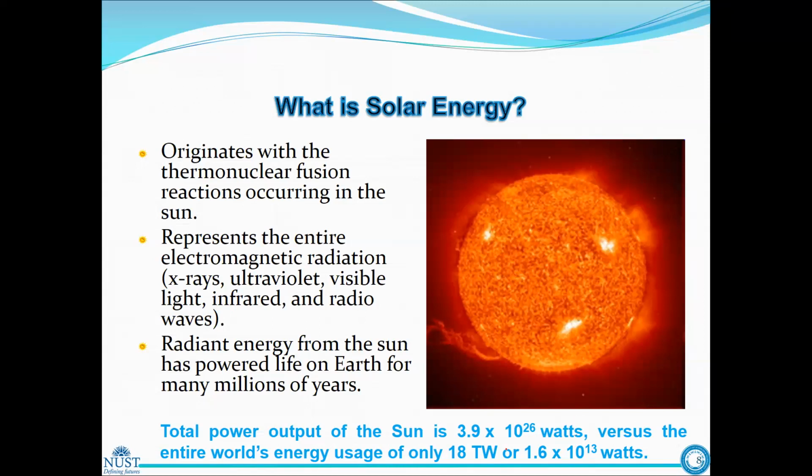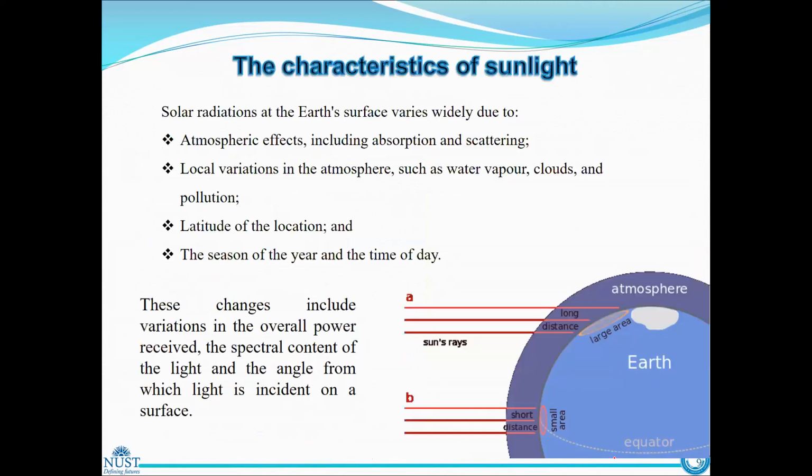When we see the output capacity of the sun around its ball, the value is quite high, 10 raised to power 26 watts, whereas our globe's total energy requirement is 18 terawatts, which can be written as 10 raised to power 13 watts only. So only a fraction of this energy can complete the whole requirement of the globe.